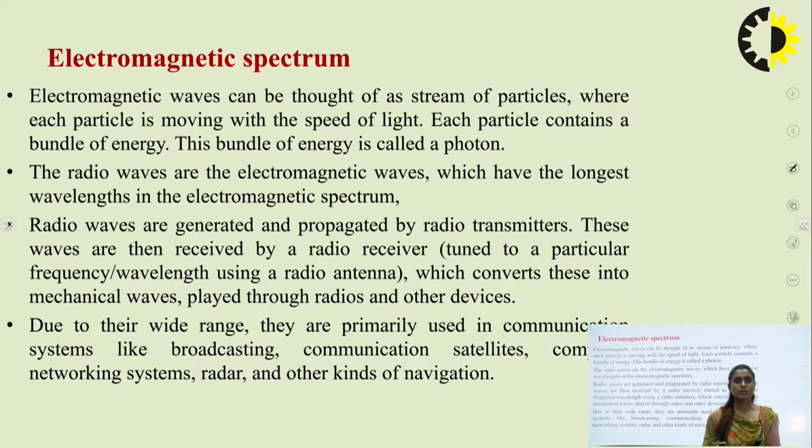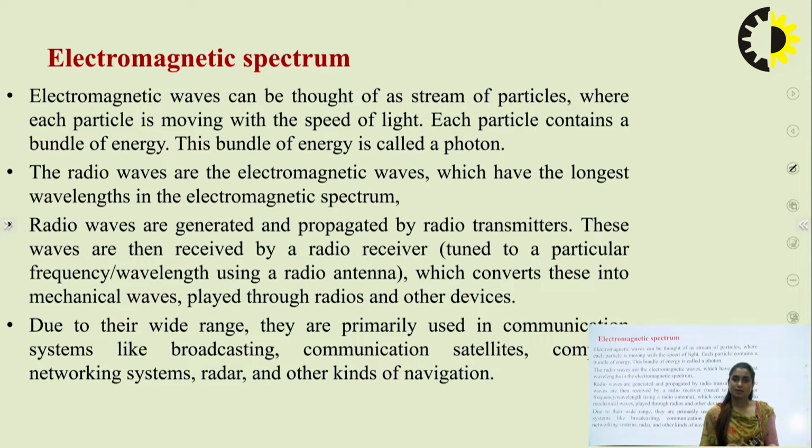So before starting with the actual communication system where we'll be talking about modulation and demodulation, we need to understand our electromagnetic spectrum. What are electromagnetic waves, what is communication, how EM waves are transmitted and used for communication, right? So our electromagnetic waves can be thought of as a stream of particles. So they're not just wave, they are wave and particle both, where each particle is moving with the speed of light. Now as they are moving with the velocity of light, they are considered as waves. Now each particle contains a bundle of energy and this energy is called a photon.